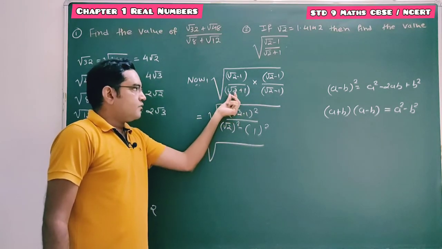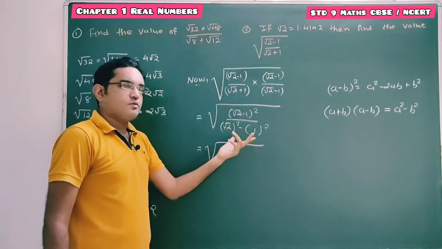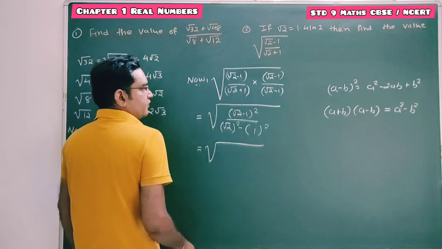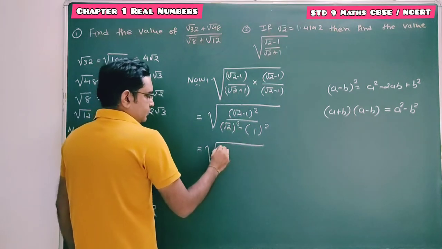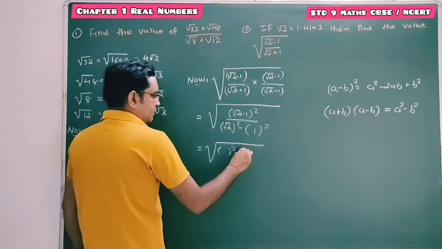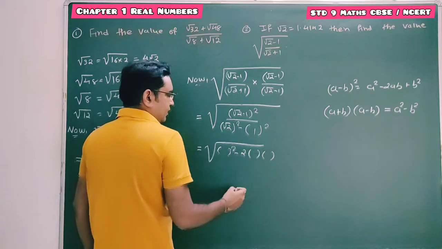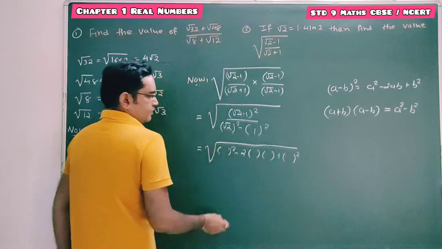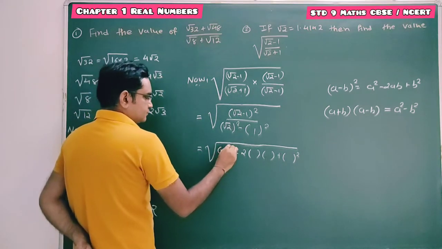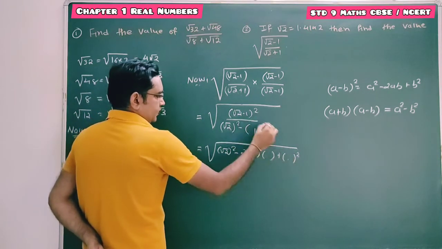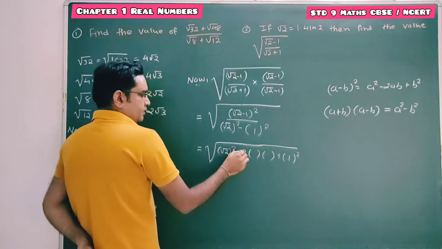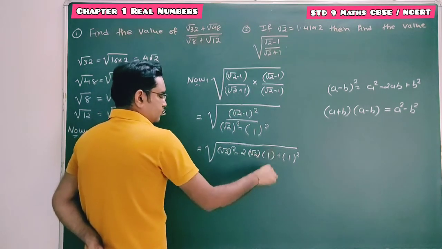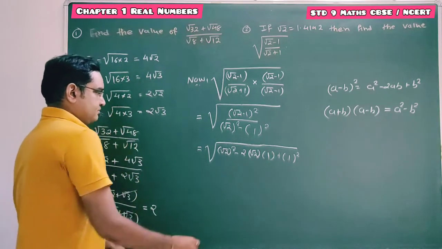So its expansion is first term square minus second term square. Is that clear? So now here, expansion using the first identity, what will it be? It's first term square minus 2 into first into second term plus second term whole square. So first term is root 2, second term is 1. It's a minus of 2 into first into second term.